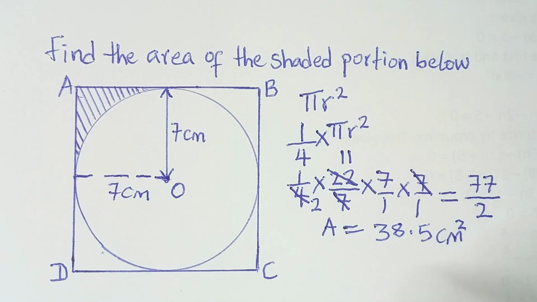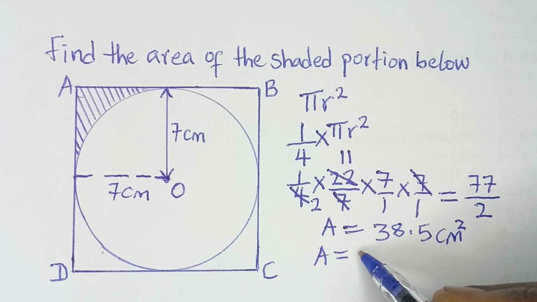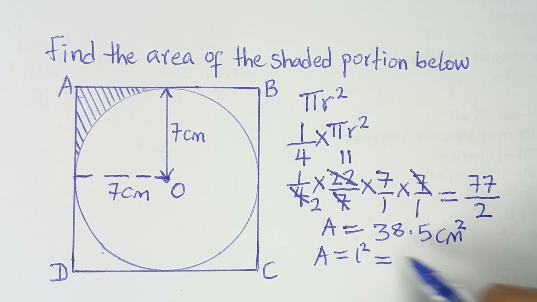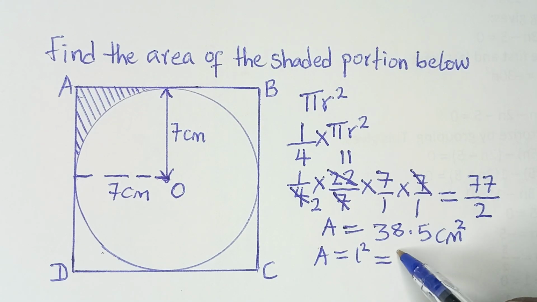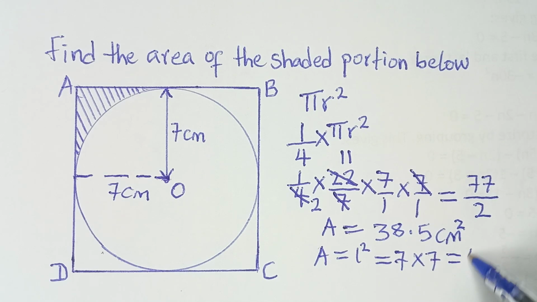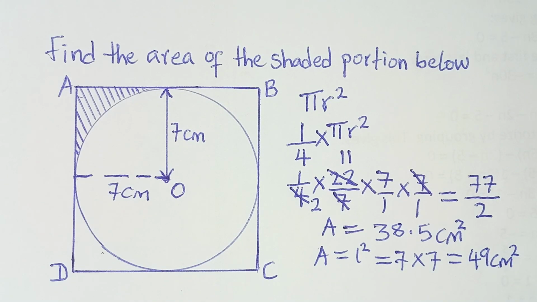So the area of a square, you agree with me that the area of a square is given by L square. That is the length of each side square. So we have the length now, which is the 7, then multiply by another 7, which is the length of another side. So the area of the square is 49 centimeter square.